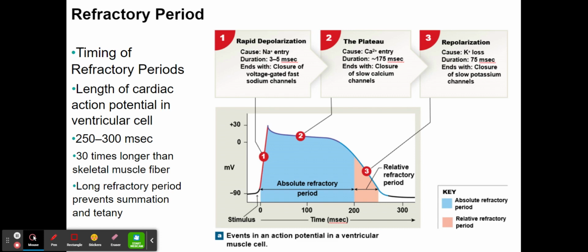The absolute refractory period is followed by a shorter, 50 milliseconds or so, relative refractory period. During this period, the voltage-gated sodium channels are closed, but they can open. The membrane will respond to a stronger than normal stimulus by initiating another action potential. In total, an action potential in a ventricular contractile cell lasts about 250 to 300 milliseconds, about 30 times as long as a typical action potential in a skeletal muscle fiber.